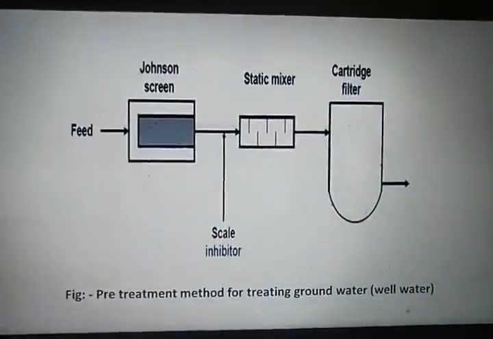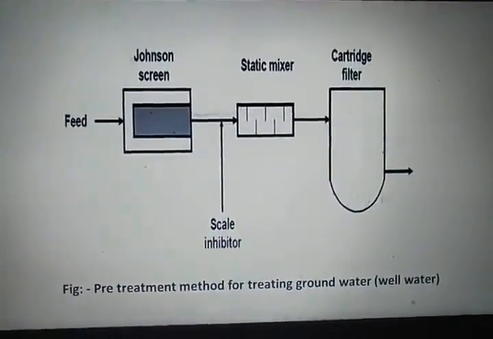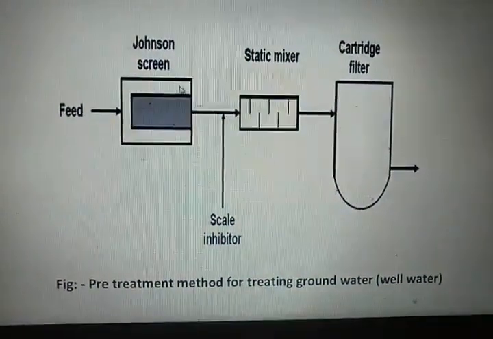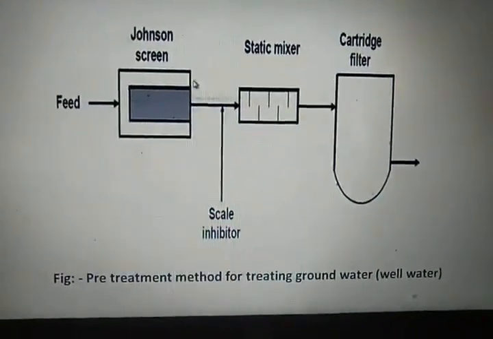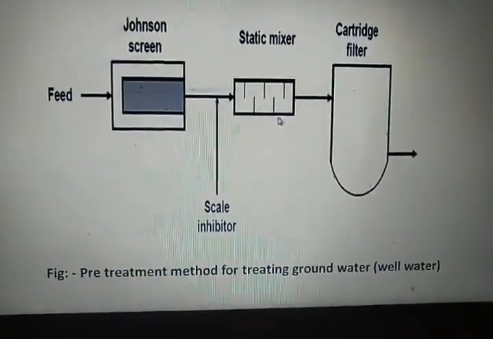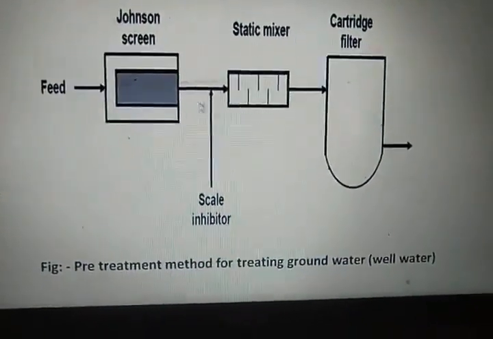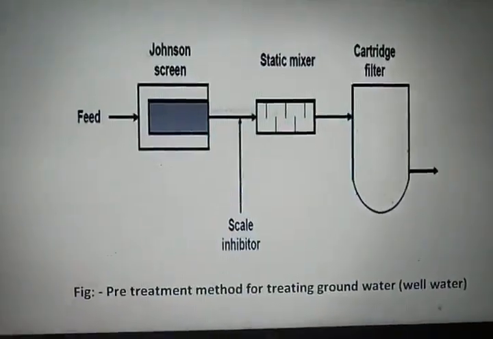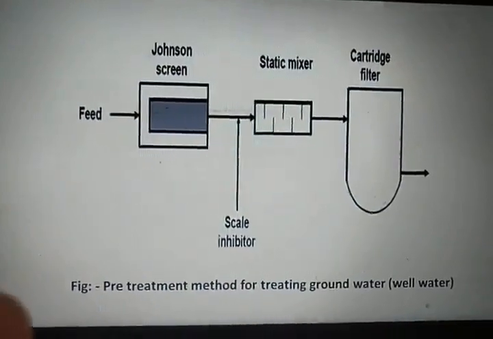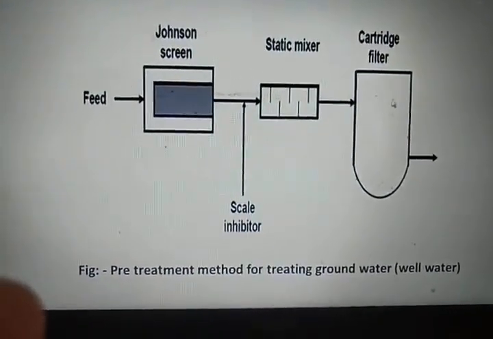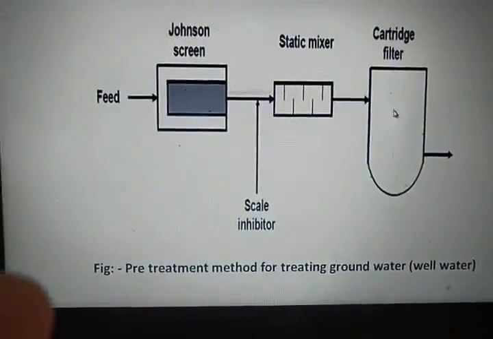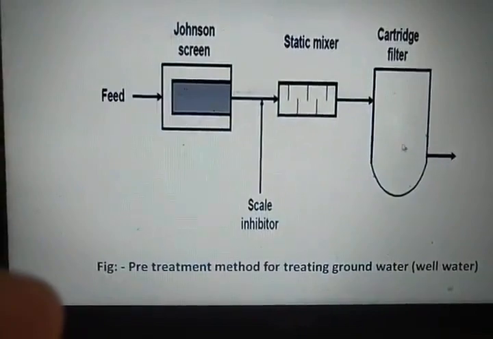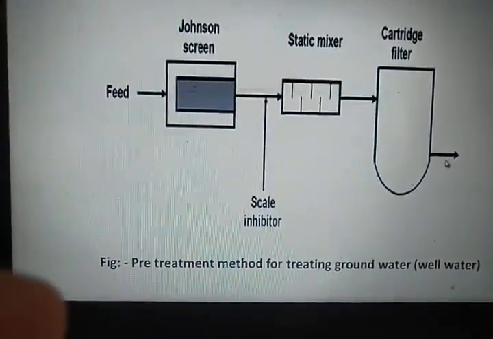Okay, which can be seen in the figure. You will have the screens, to prevent the entry of small sand and grit particles which may enter through the pumping systems, and you will have a static mixer along with the addition of the scale inhibitor. If you add the scale inhibitor, then we have to mix it, so this static mixer will mix it and the water can be passed through cartridge filters with a pore size of 0.1 to 0.01 microns, and this water can be allowed to the RO systems.